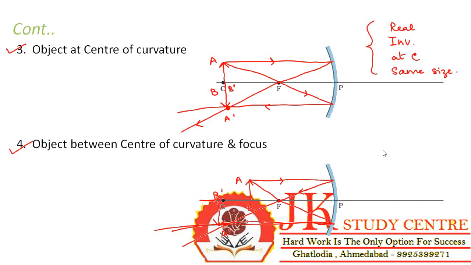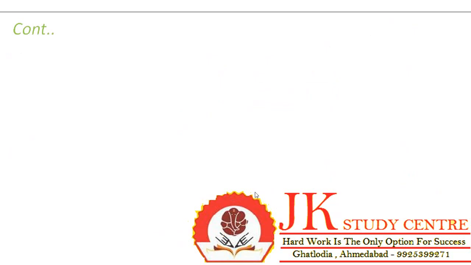So in this case, what kind of image do you get? It is again a real image, inverted image located beyond the center of curvature. And what about the size? In this case, the image is enlarged. If you see, the length of the image is greater than the length of the object. So you get an enlarged or magnified image now.